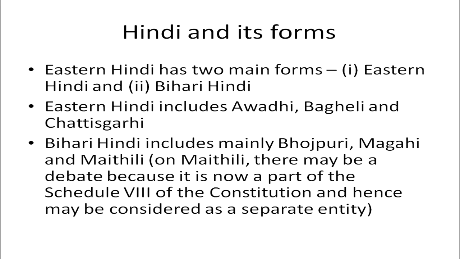Let us take them one by one and understand what all falls in. First of all, Eastern Hindi. Eastern Hindi has two main forms, two main varieties, two main dialectal variations. One is Eastern Hindi in general, and the other is Bihari Hindi. Both of them come within the broad category of Eastern Hindi. Eastern Hindi includes Awadhi, Bagheli and Chhattisgarhi. Bihari Hindi includes mainly Bhojpuri, Maghi and Maithili.